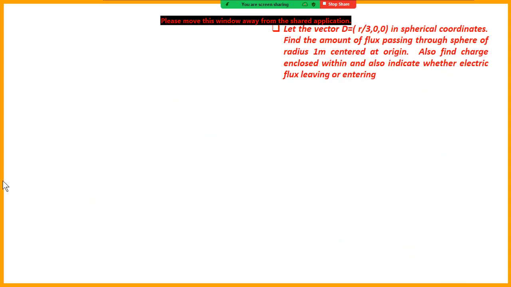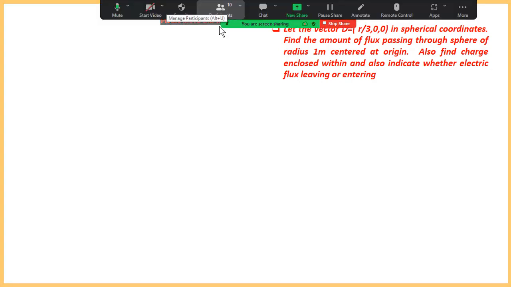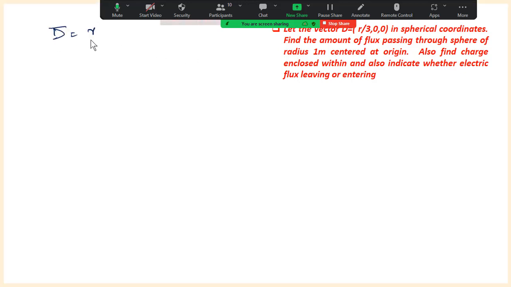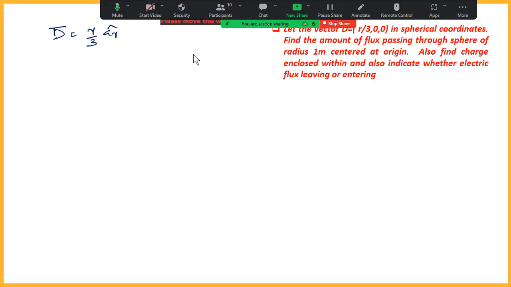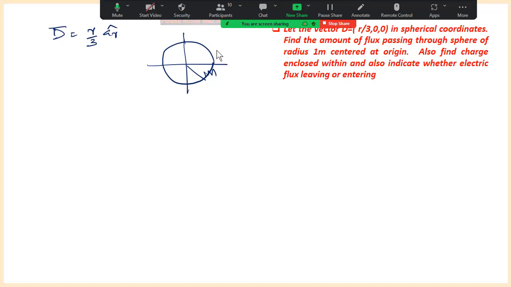Next term. Here we have another problem. Let vector D be equal to (r/3, 0, 0) in spherical coordinates. That means D̄ is equal to r/3 a_r, the remaining two are zeros anyway. Find the amount of flux passing through a sphere of radius 1 meter, centered at the origin. Through this one, how much flux is passing, find the charge enclosed within, and also indicate whether the electric flux is leaving or entering.